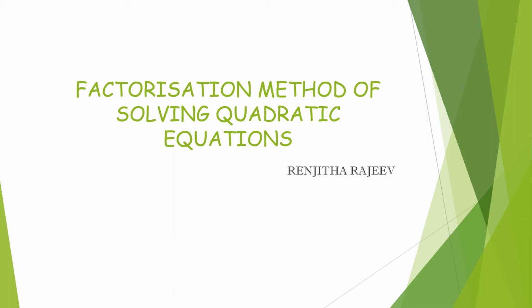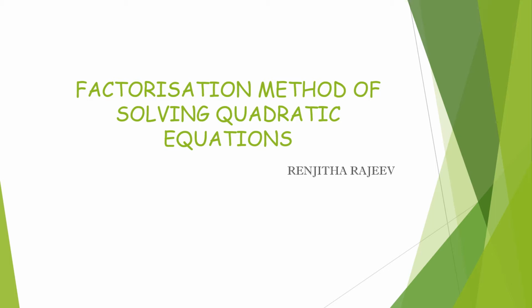Dear students, today let us discuss the factorization method of solving quadratic equations. We have already discussed this method and we have seen examples in which the quadratic coefficient is 1. Now, there are certain cases in which the quadratic coefficient may not be 1. Quadratic coefficient means the coefficient of the quadratic term.